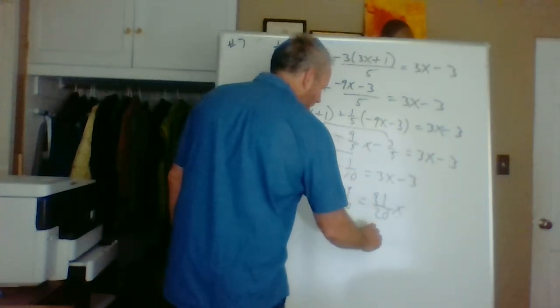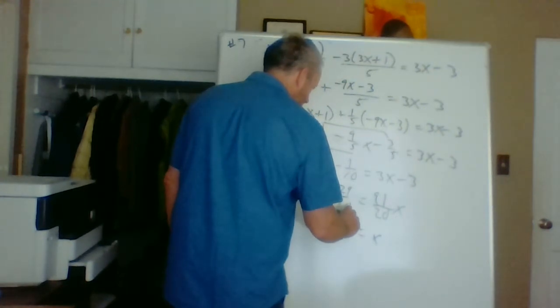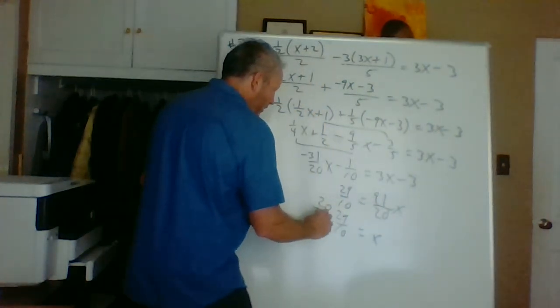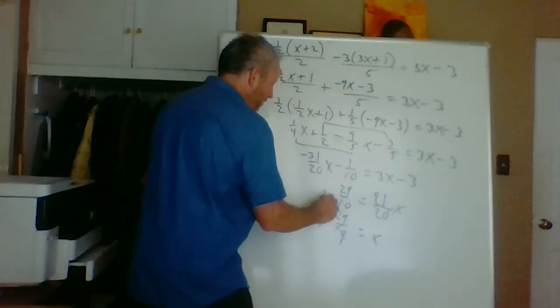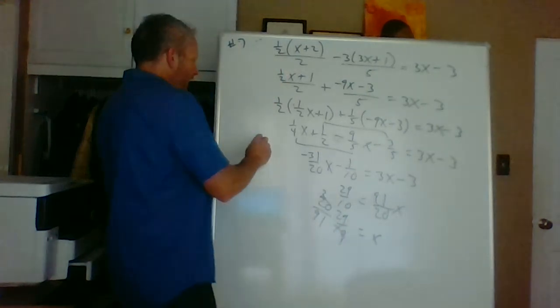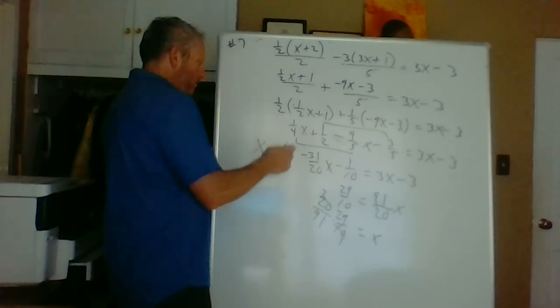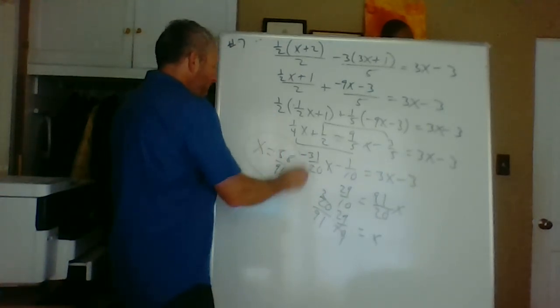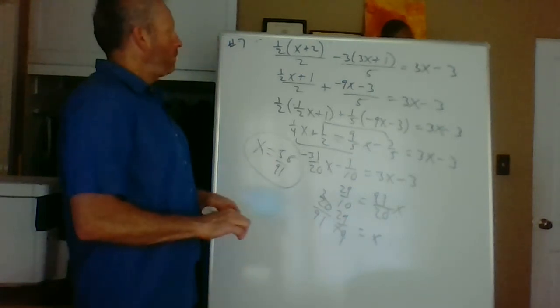Let's do the old flip and multiply. So x is here 29 over 10 times 20 over 91. That goes in there once, that goes in there twice. And x is equal to 2 times 29 is what? 58. And over 91. So there we go for that problem.